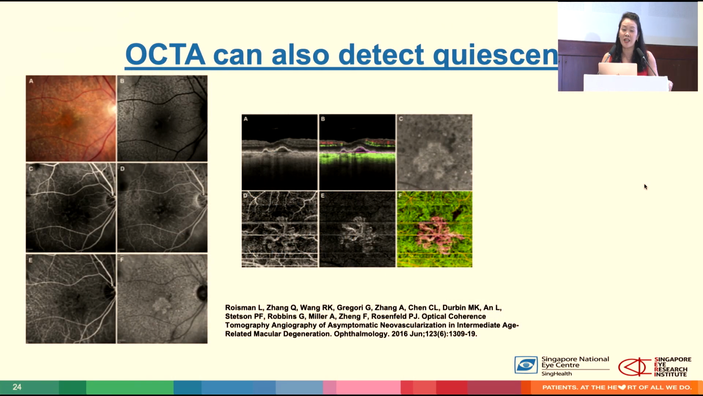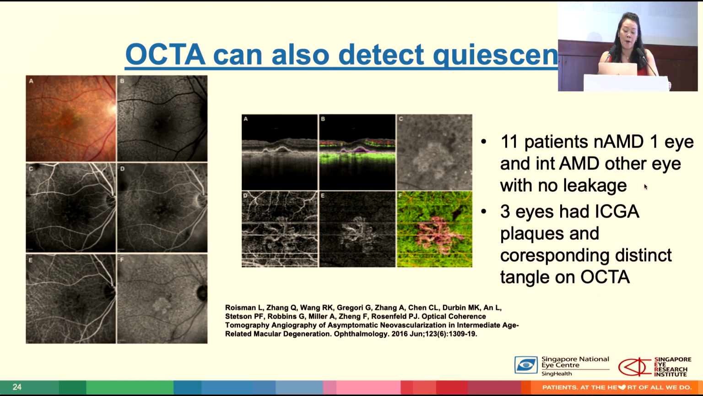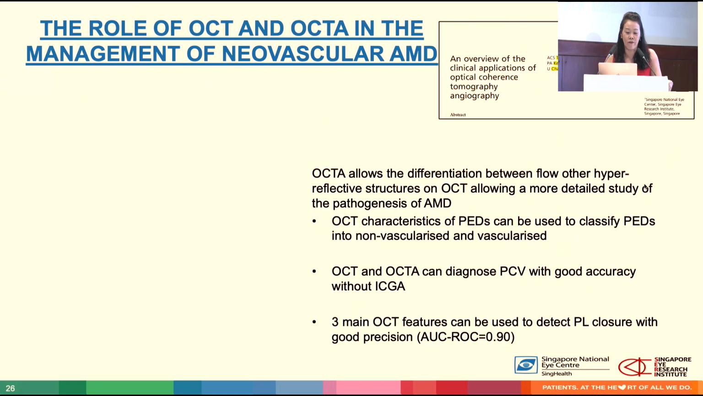And the quiescent CNV was also a topic of conversation, and you can see that we do detect them now before they leak, and if not, we do not treat them while they are quiescent. However, we should reduce our follow-up period and monitor these lesions more closely, because the risk of leaking is much higher than those PEDs that are not vascularized.